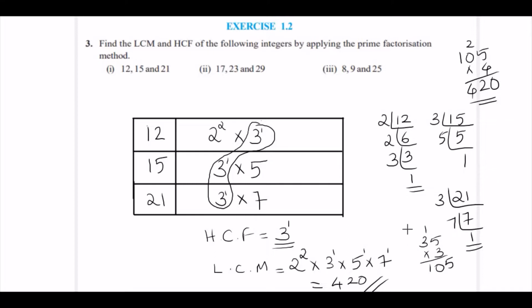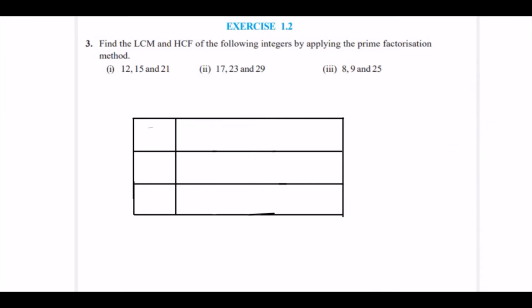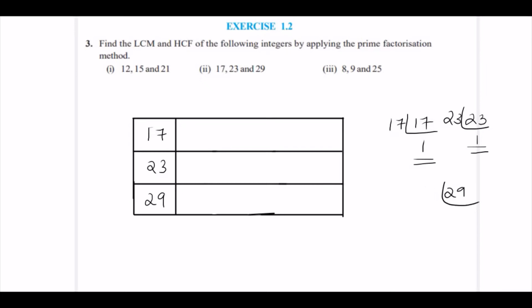As you have done earlier, the product of the two numbers is equal to the product of HCF and LCM. This will not work when you have 3 numbers. In the second question, the numbers are 17, 23 and 29. When you take all the numbers, you will see all these are prime numbers. That is, 17 goes once, only 23 goes, so 23, and 29, only 29 goes, so once.